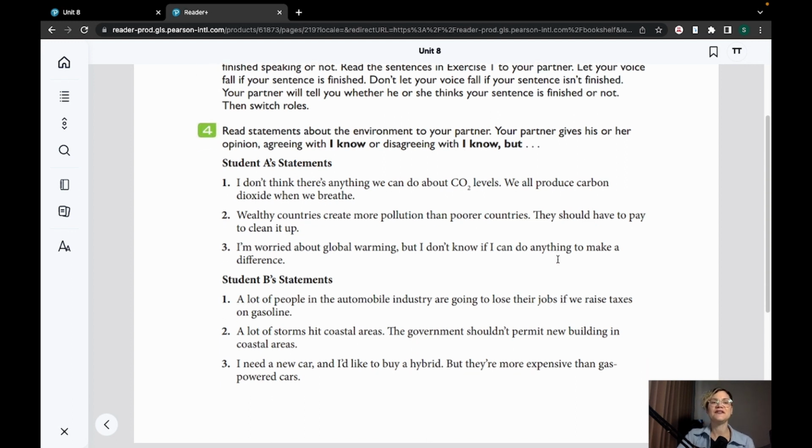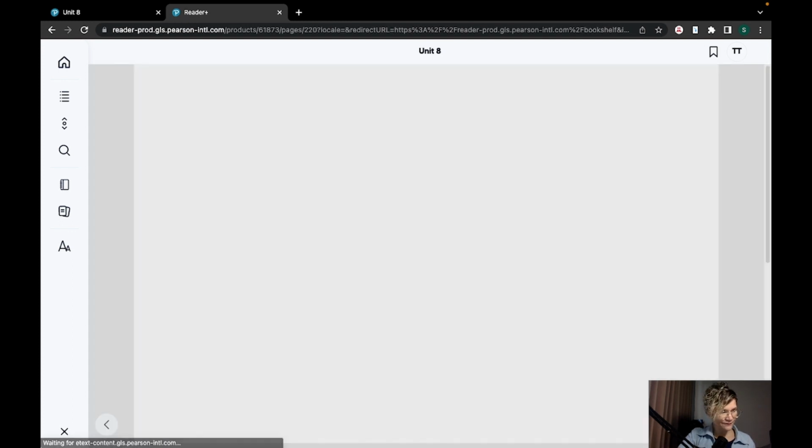Here we have several statements about the environment to which we can agree or disagree. And so we can discuss. So we have student A's statements 1 to 3 and student B's statements 1 to 3. If we have enough time, we will be discussing this when we meet in class during our lesson. Please read through the statements and try to come up with opinions. So when we meet, it's easier to discuss it. Great. That brings us to the speaking skill.